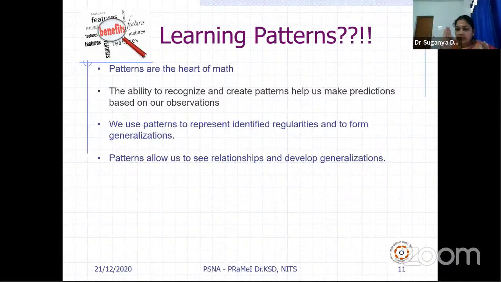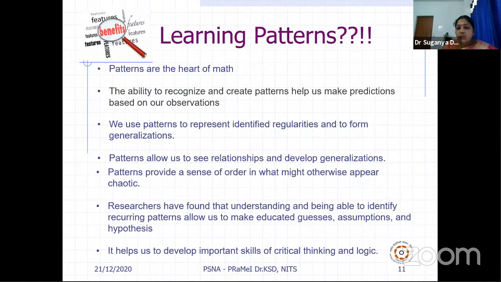Not only the regularities, it is also used to identify the relationship between the objects, right? And develop generalizations. And patterns provide a sense of order in what might otherwise appear chaotic. The best example for this is in the next consequent slides, where I am telling about the chaotic matter. That is, you have to recognize the patterns in a proper way. Otherwise it will end up in a different thing, that is hasty things.